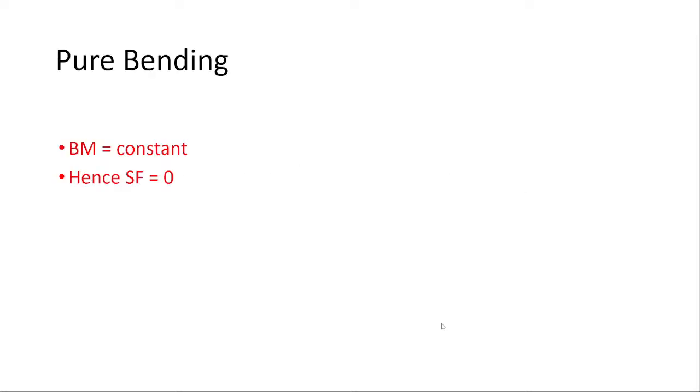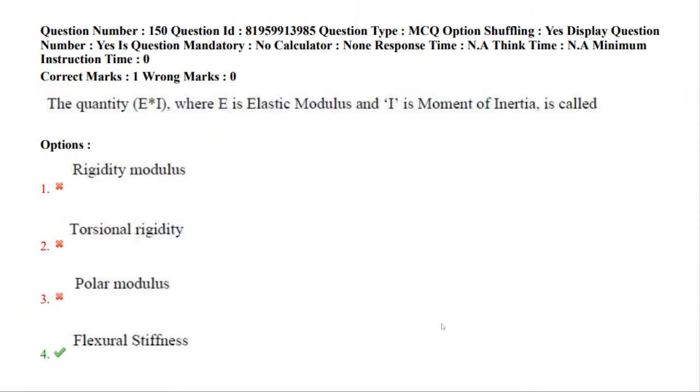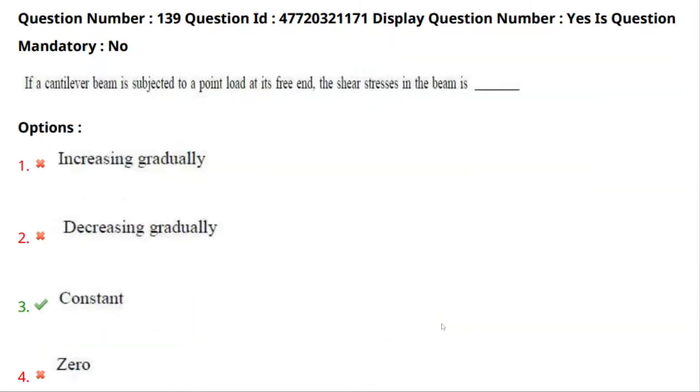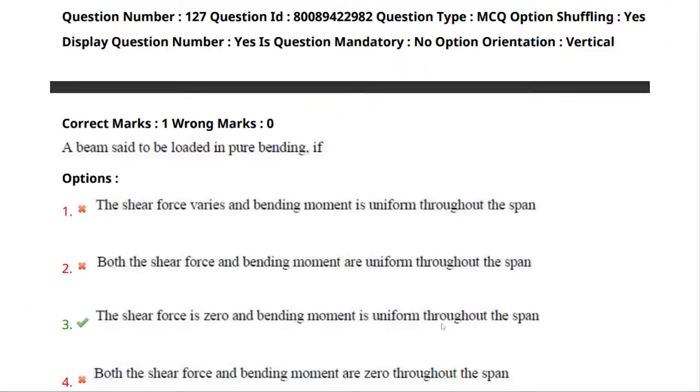Clear, guys? Understood? So if you see the questions, let's go back and see if any questions are there based on pure bending. So yes, it's written here. A beam is said to be loaded in pure bending if shear force is zero and bending moment is uniform throughout the span. Bending moment should be uniform. The shear force varies. Wrong option. Both shear force and bending moment are uniform. No, shear force should be zero and bending moment should be constant throughout the span of the beam. Both the shear force and bending moment are zero throughout the span. Wrong answer. The correct answer is option number three only. Fine, guys. So please take the screenshot here. I hope it is clear. No confusion is there.